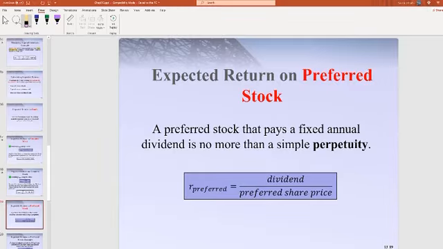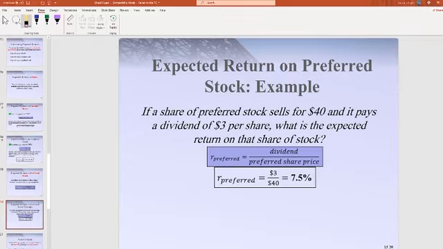The last component is preferred shares, or preferred stock. Preferred stock, normally based on fixed annual dividends, is no more than a simple perpetuity. So you can treat it as a perpetuity and use the perpetuity formula learned in the previous units. Simply, the cost of preferred shares is equal to dividends divided by the current price of the preferred shares. We have an example in the next slide.